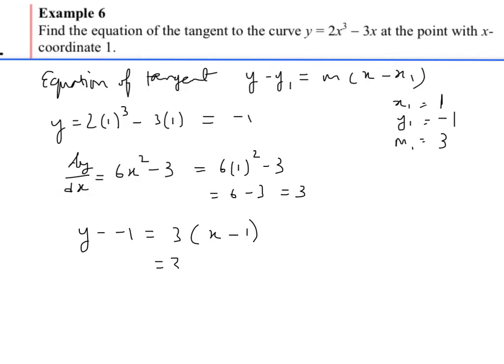So that gives us 3x take away 3 plus 1, just be careful of the signs there. So y equals 3x take away 3 take away 1. I'm showing all my working out to pick up all the method marks. And then we've got y equals 3x take away 4. So that's the equation of the tangent at that point.